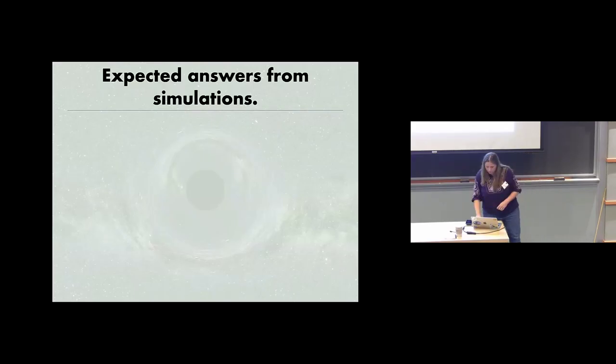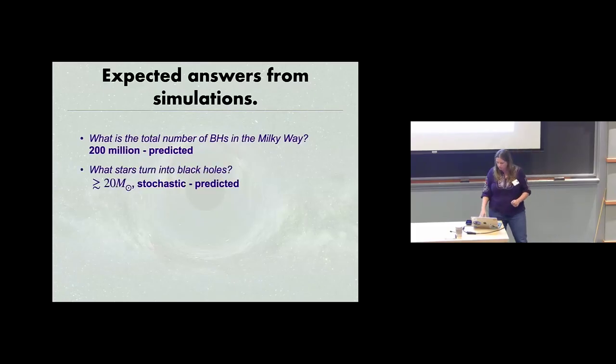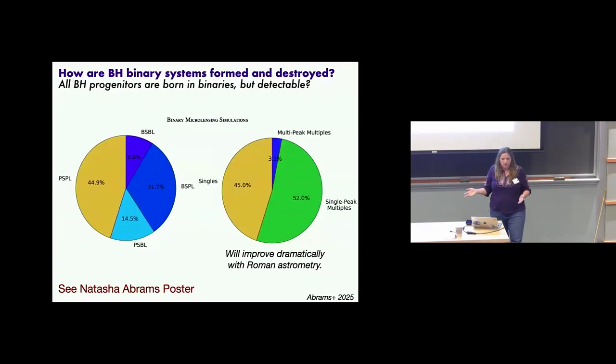So back to our questions, and what can we answer about them, at least from a theoretical standpoint, to make some predictions here. First, the total number of black holes in the Milky Way: based on this mock Milky Way and propagating through star formation histories, we expect about 200 million black holes in the Milky Way. What stars turn into black holes? Well, you saw those initial final mass relations. It's stochastic. Stars above 20 solar masses, but it's not all the time. Sometimes they turn into neutron stars, sometimes black holes. At least that's the prediction.